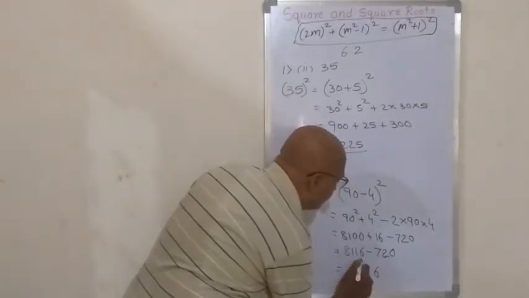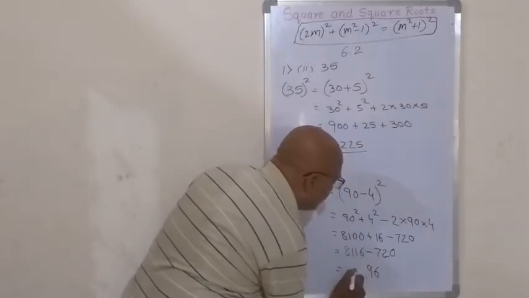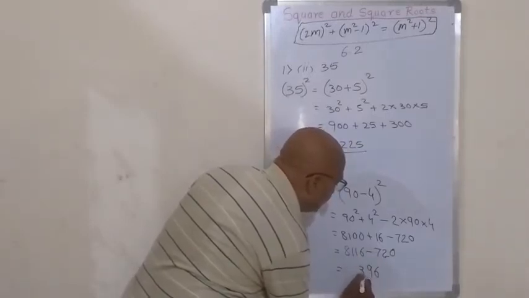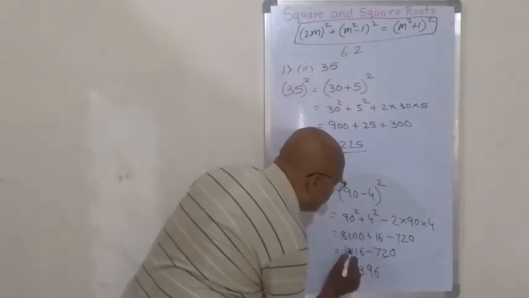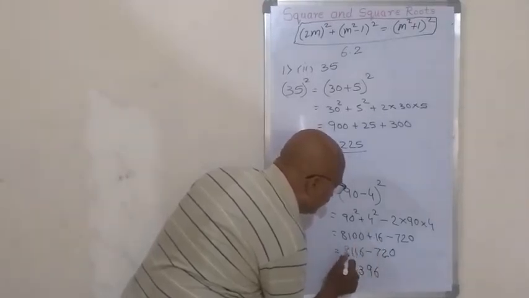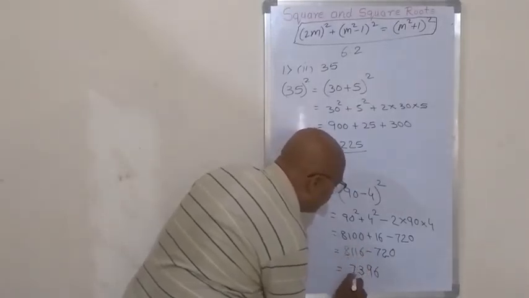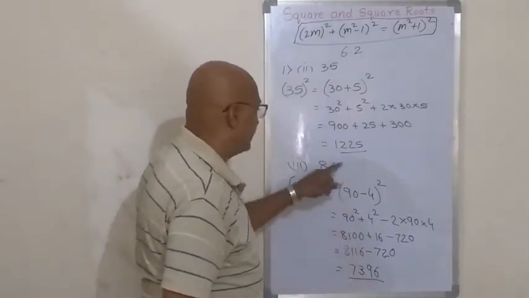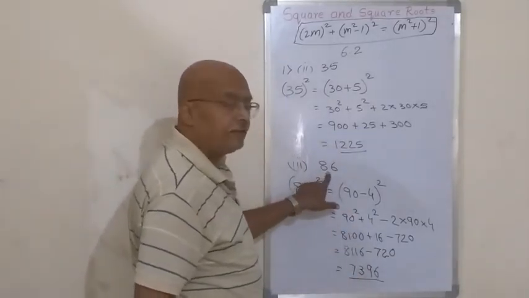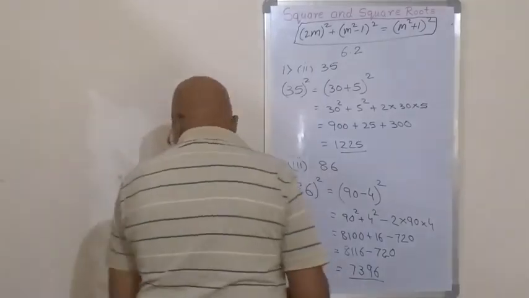That gives us 6 minus 0 is 6. 1 minus 2 means 11 minus 2 is 9. 10 minus 7 will be 3. And 8 minus 1, as 8 has gone, borrow, so here remains 7. So 7396 is the square of 86. Got it? Now the next one.